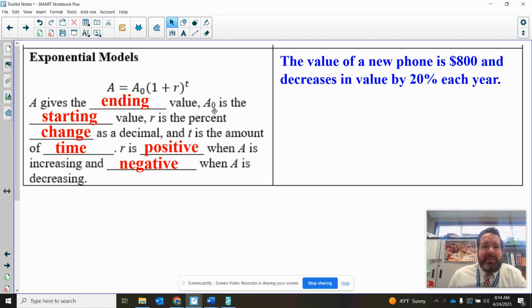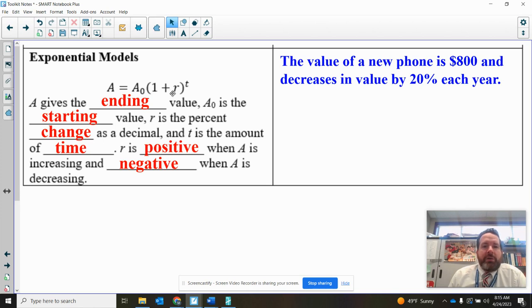This other A that has a little zero at the bottom, the zero is called a subscript. It's just a label so we can tell our A's apart. It does not do anything. We call it A sub 0, or A naught. It's a single variable that represents the starting value of whatever it is you're measuring.